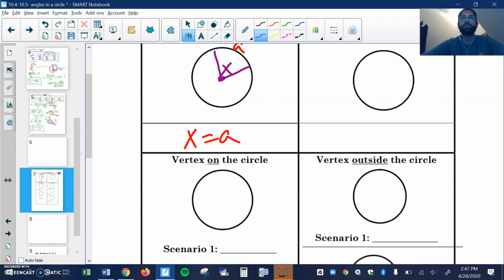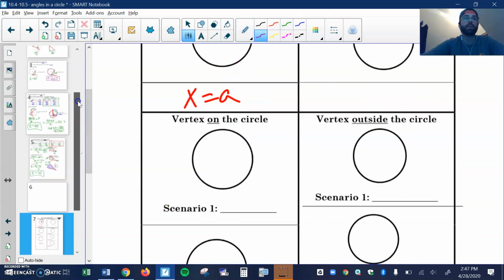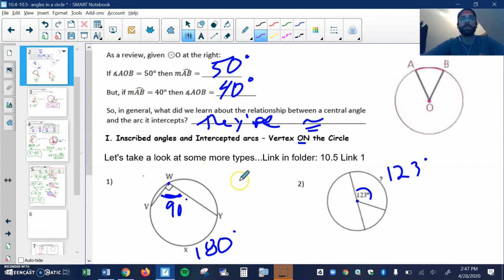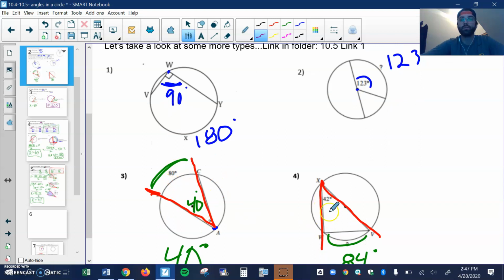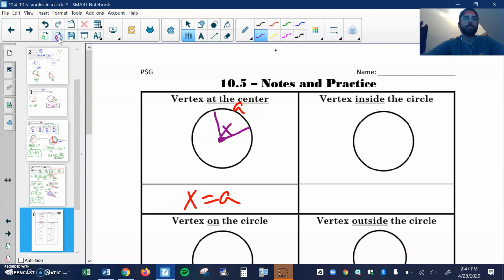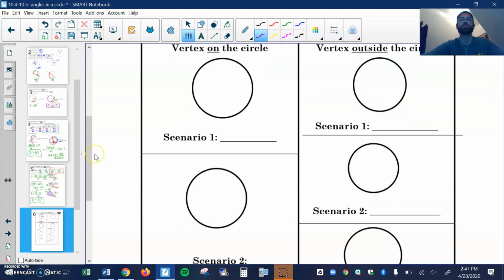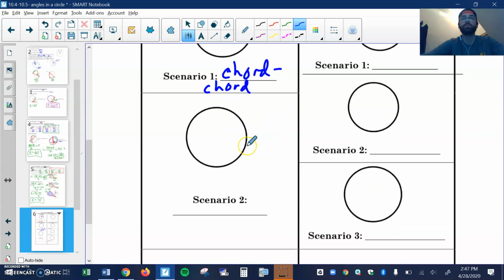When the vertex is on the circle, like we talked about, remember, this is 80, this is 40, this is 42, this was 84. So when the vertex was on the circle, there's 2 scenarios. First one is a chord. In the scenario portion, we're going to write the type of angle, how it's formed. And the second one is a chord tangent or tangent chord angle as well.